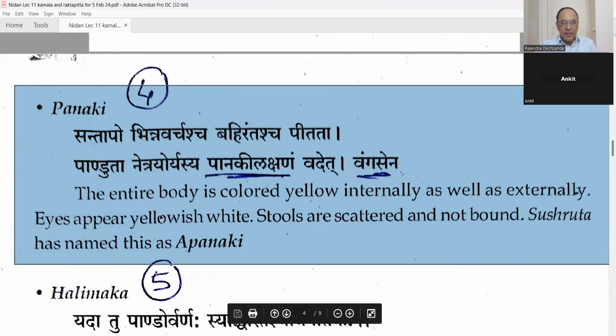What is there? Panaki: santapo bhinnavarchascha, bahirantascha pitata. Everywhere yellow color will be there. Panduta netryoryasya panaki lakshanam vadet. But this is not from Charak; this is from Vangasena. The entire body is yellow, internally as well as externally. Eyes appear yellowish white. Stools are scattered and not bound. Sushruta has named this Panaki. The word Panaki is used by Vangasena, but the same condition explained by Sushrut is Panaki. Don't worry about it, he has given his own style.